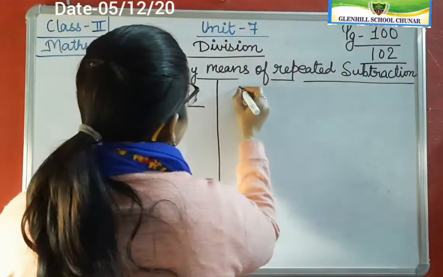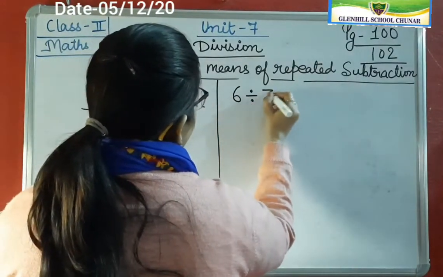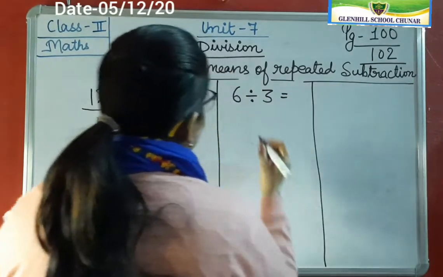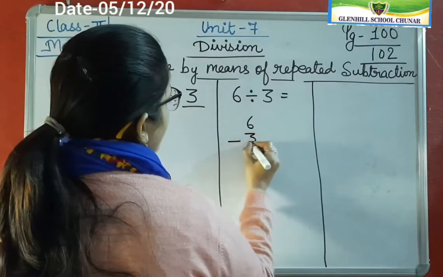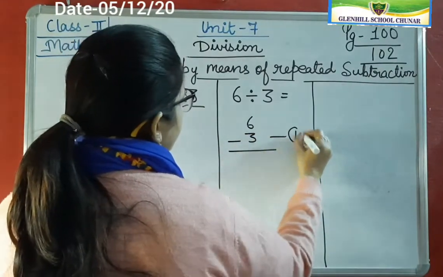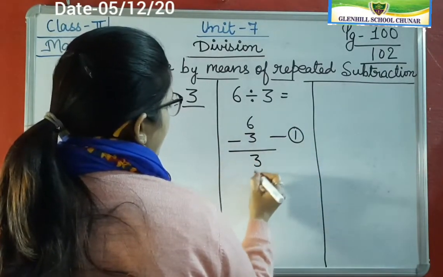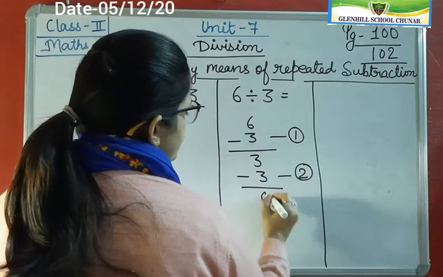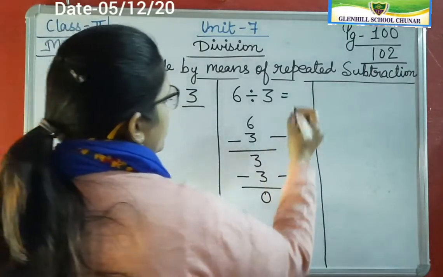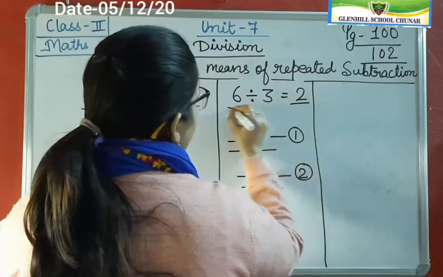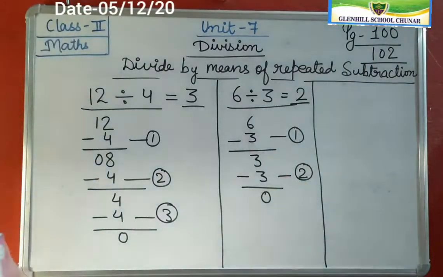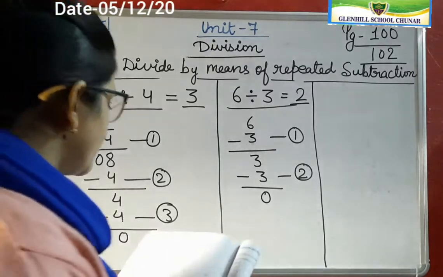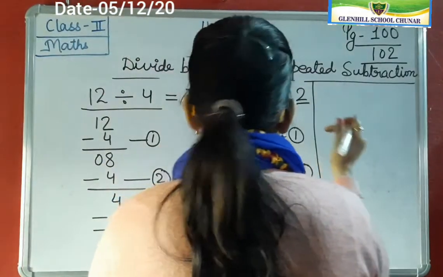One more is 6 divided by 3. Now here I am doing it. 6 minus 3 one time comes 3. Again minus 3, 2 times, 3 minus 3 becomes 0. So the answer is what? 2. Answer is 2 because in 2 times 0 came. So 6 divided by 3 is equal to 2.